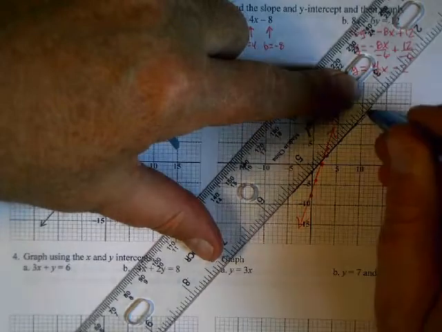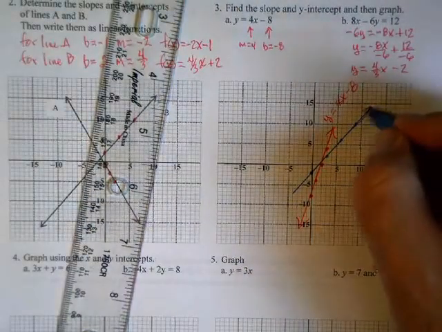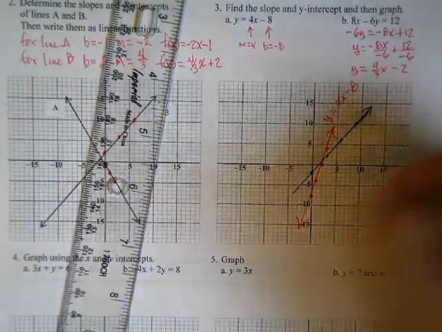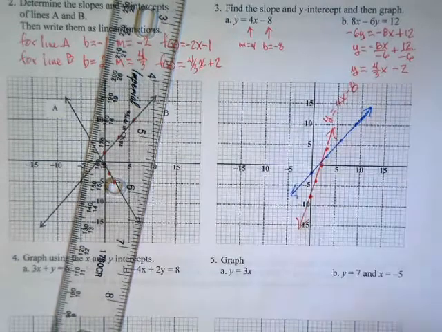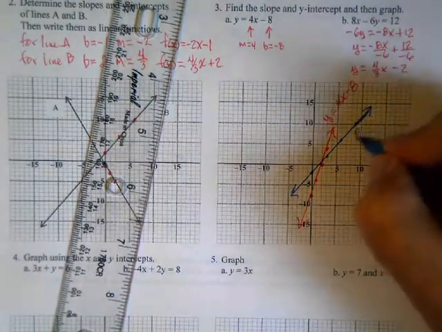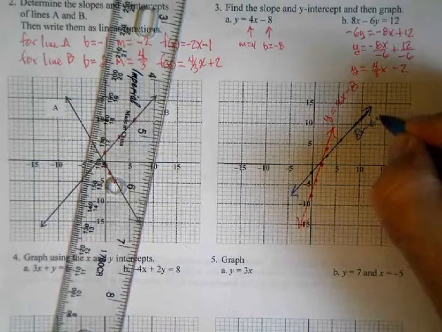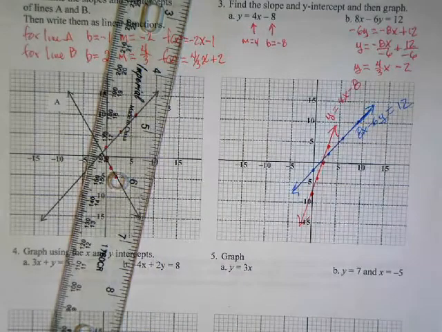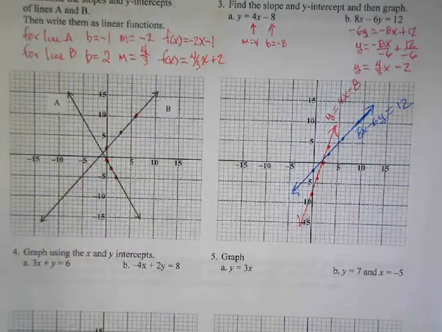Rulers really help, otherwise it's kind of easy to be sloppy in your line, and so here is the 8x minus 6y equals 12 for the second one. All right.